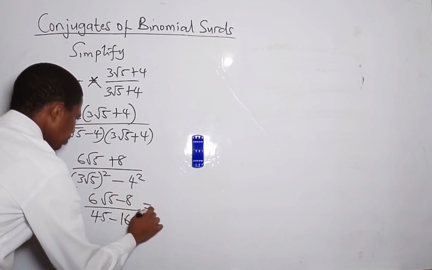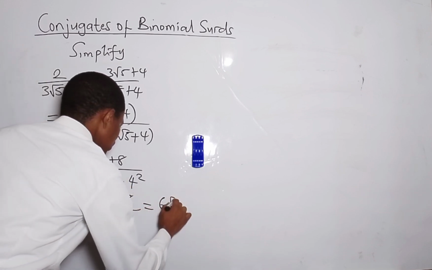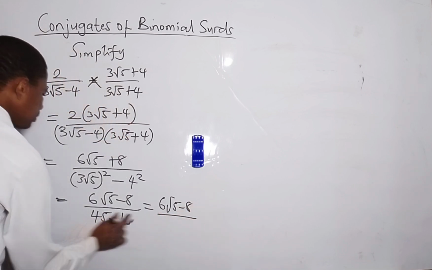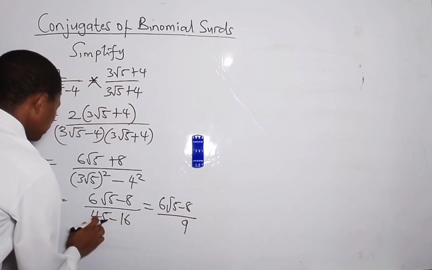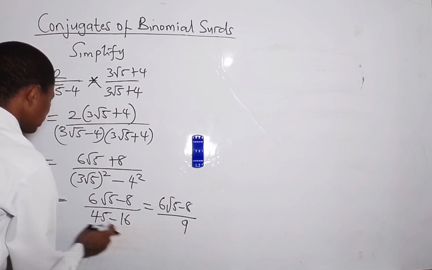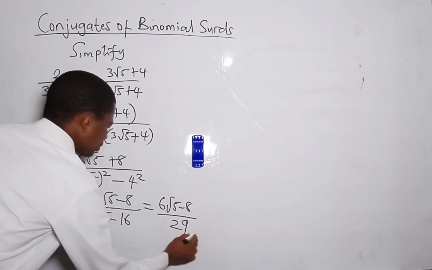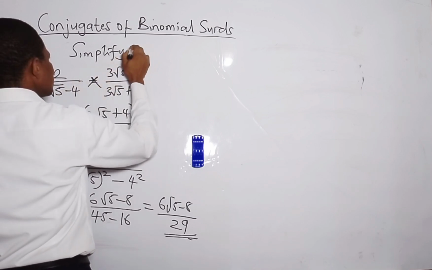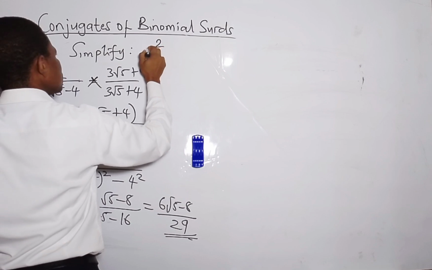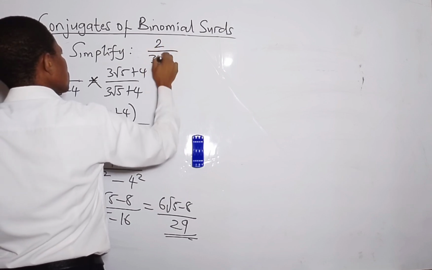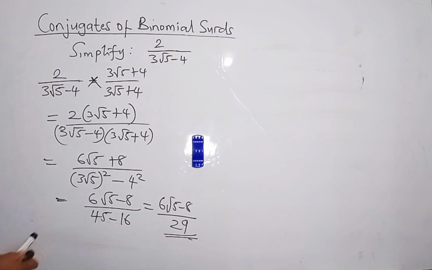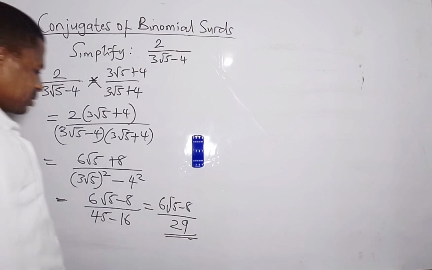Then 16 minus 16. We have 6 root 5 plus 8 all over 45 minus 16, that is 29. This will be the answer we have here. So to simplify this, we have this as our final answer.